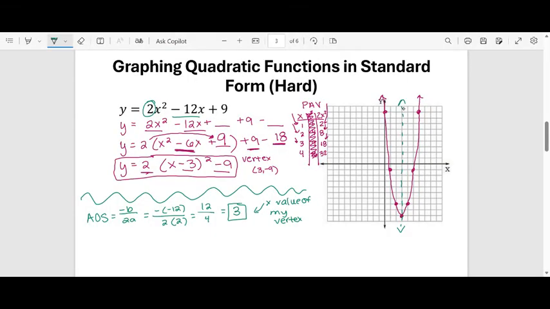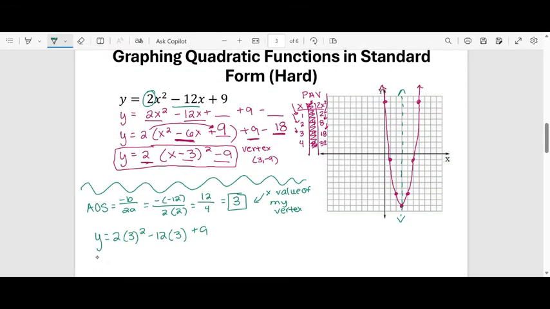Then to figure out where my y value is, I'll plug in 3 for x. So I'll get 3 squared minus 12 times 3 plus 9. 3 squared will give me 9 here. So y equals 2 times 9. Negative 12 times 3 will give me negative 36. Bring down my plus 9.